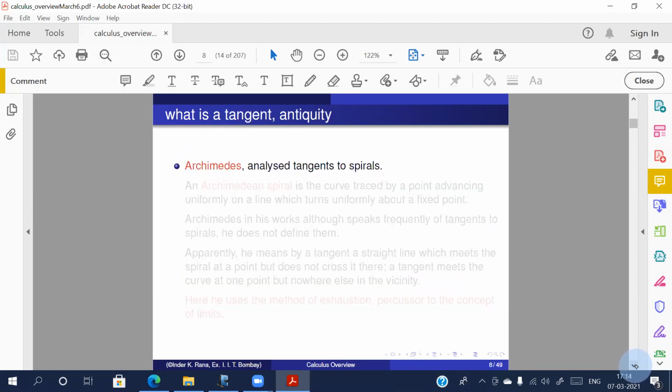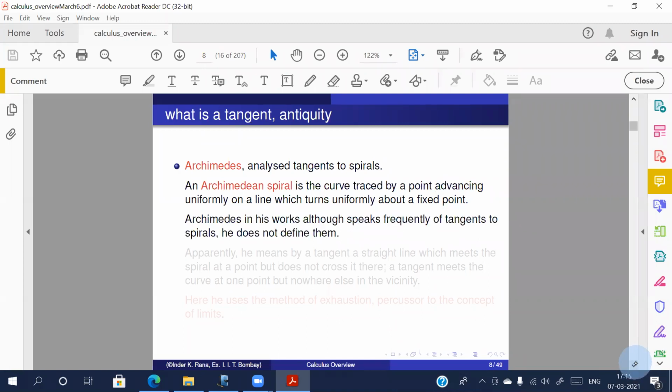Archimedes was the next one in antiquity. Antiquity is before Christ. Then he looked at what is called the Archimedean spiral, the curve traced out by a point advancing uniformly on a line which turns uniformly around a fixed point. So you imagine a line moving with a uniform speed and take a point on it.